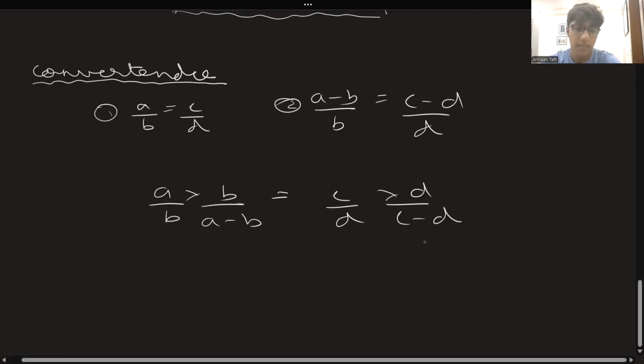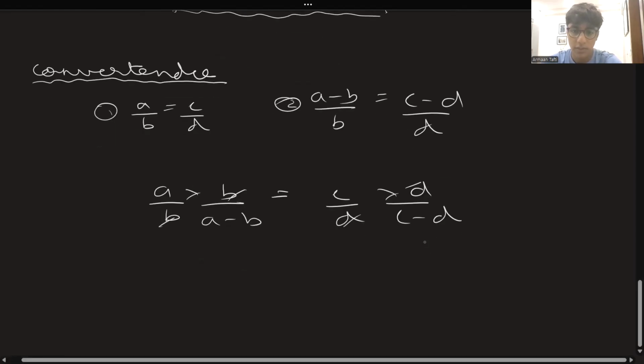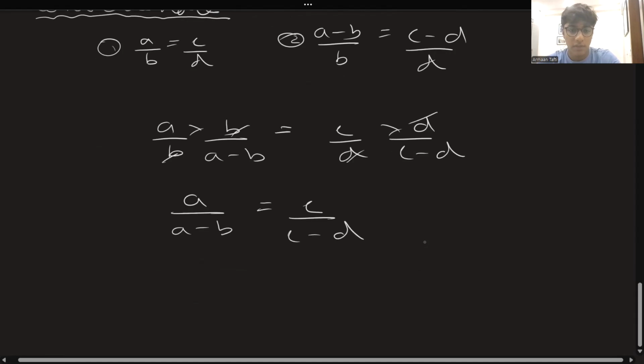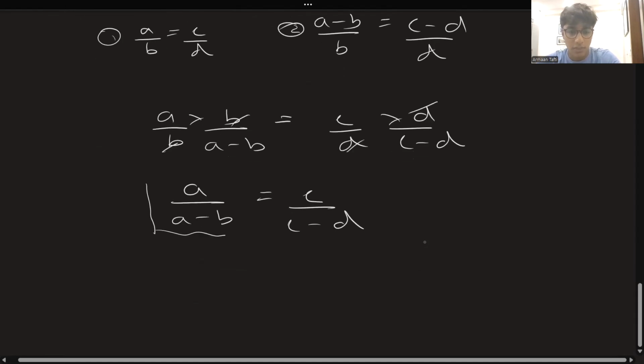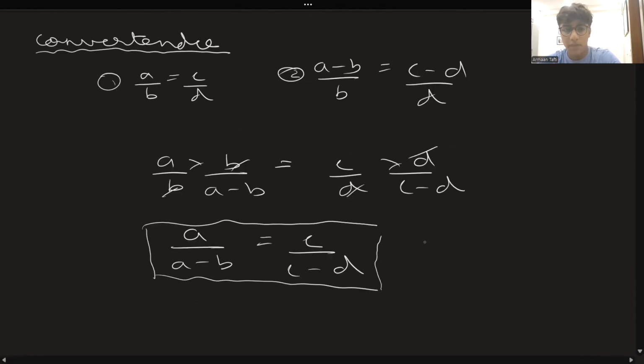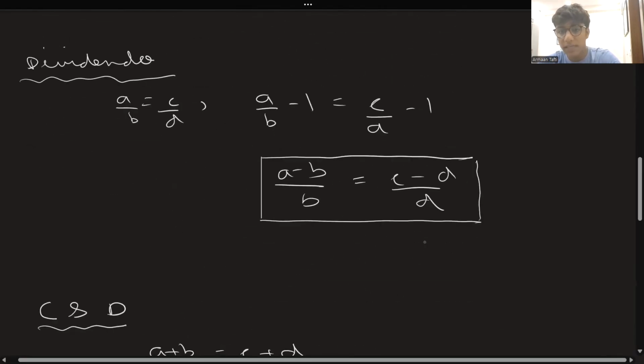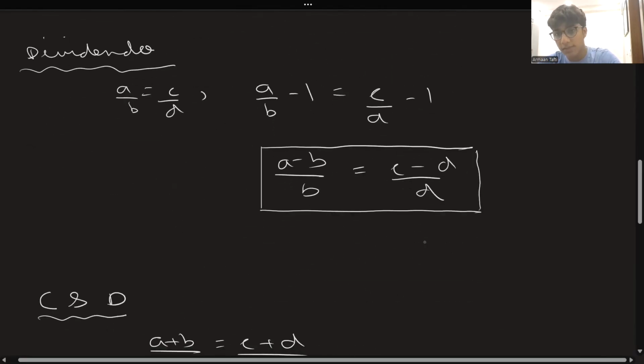And if we cancel out the common terms, we get A by A minus B equals C by C minus D. So let me quickly summarize everything that we have proven here. We first proved componendo: A plus B by B equals C plus D by D.